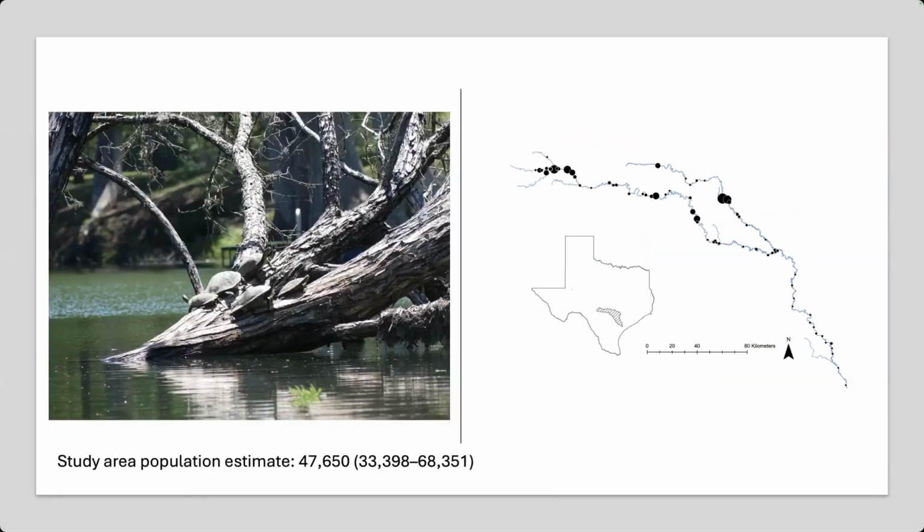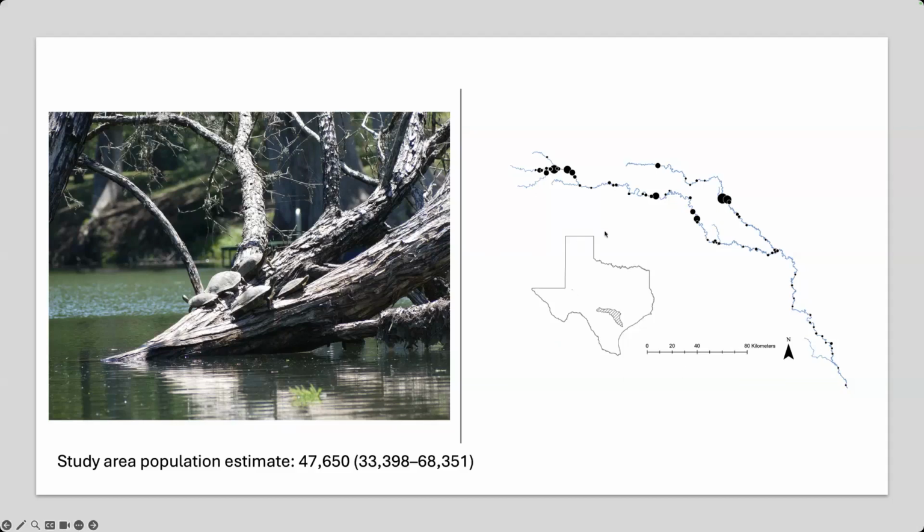So if we look at the same thing for Texas river cooter, we have a total study area population estimate, and not global because the species is not confined to the Guadalupe-San Marcos River, but we have a total study area population of about 47,650 turtles. You can see there's also high variance in the credible intervals here, but generally they outnumber Cagle's map turtle by about 3 to 1, which is also very consistent with what Killebrew found.